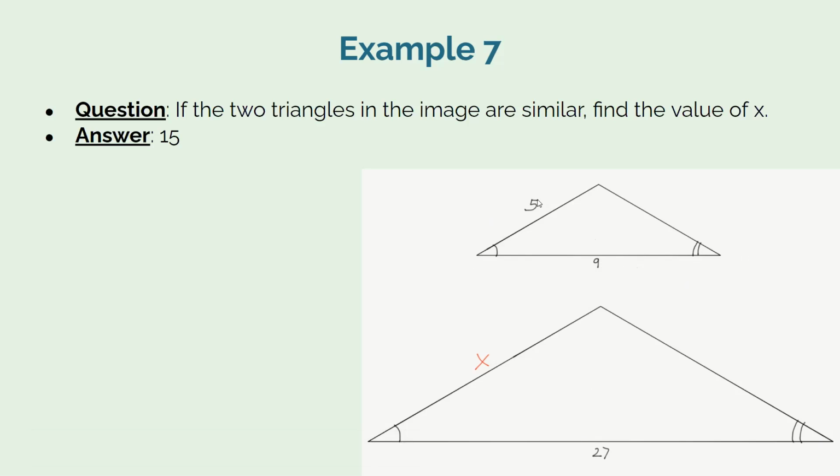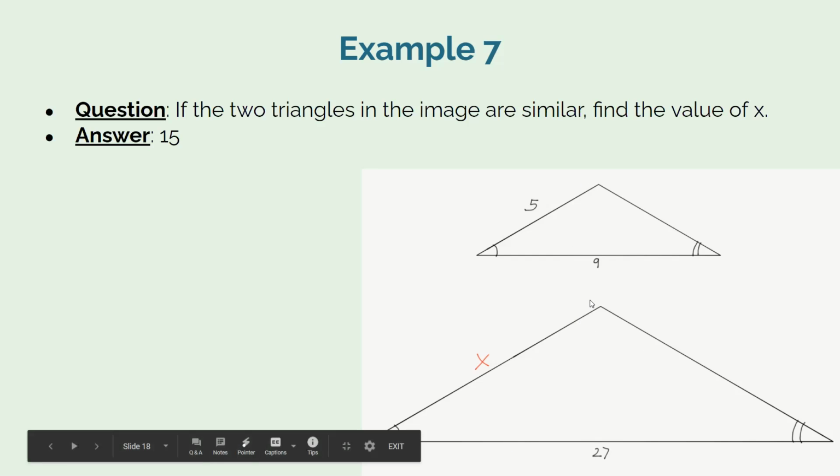Or we could just multiply 5 by 3 and get 15. Because to get from the smaller triangle to the big triangle, there's a common scale factor. In other words, to get from this side to this side, you have to multiply by a number. And this number is 3 because 9 times 3 is 27. This also means that this side is 3 times bigger than this side. So x is 3 times bigger than 5. So that would mean x is 15.